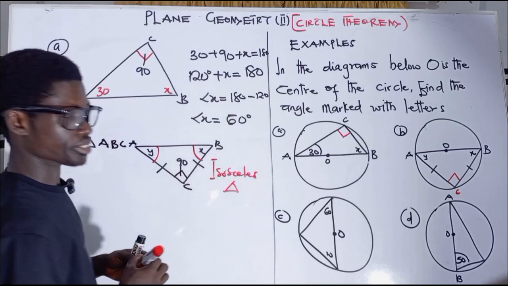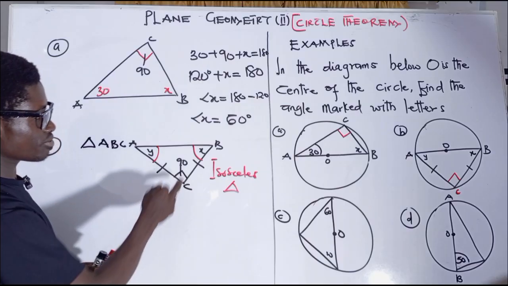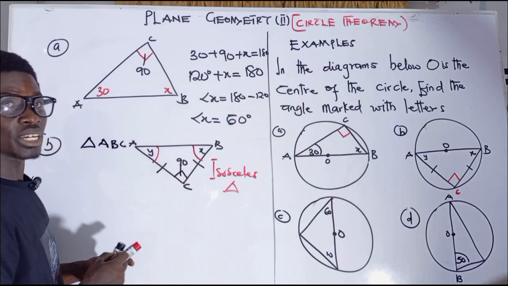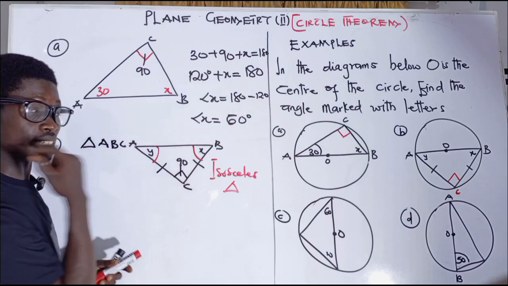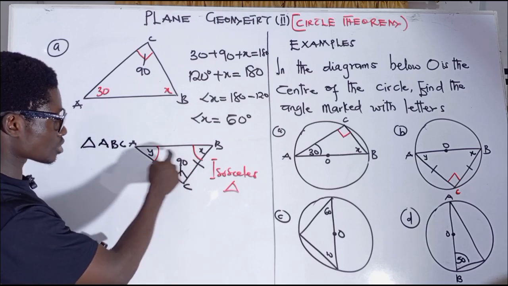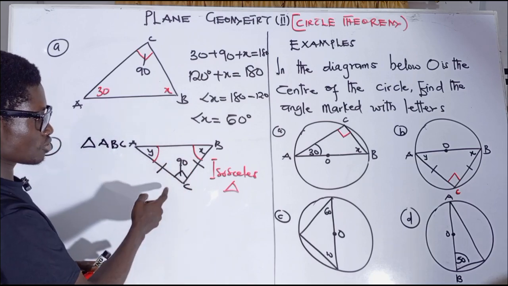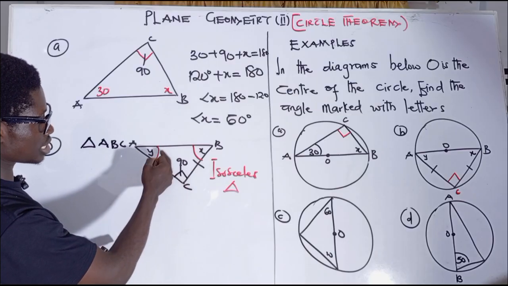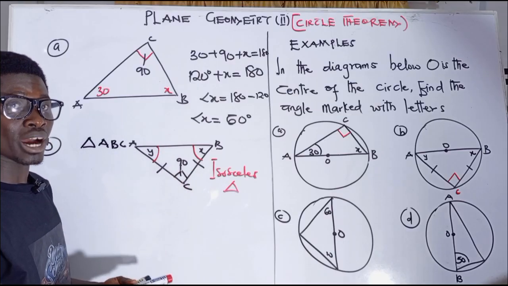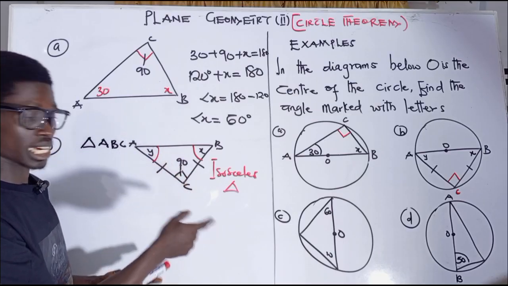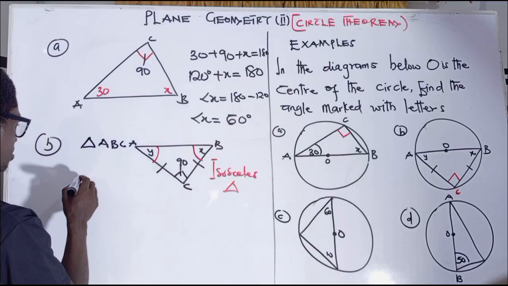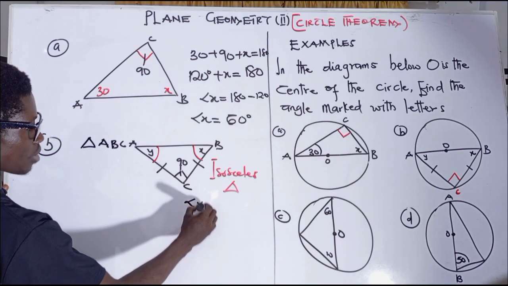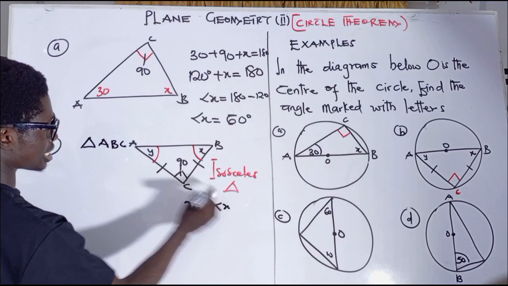Isosceles triangle. If that is the case, or if the base angles are equal, then we can say that this angle is equal to this angle, and then this angle is also equal to this angle. So to find this angle, we are going to add this to this to this to equate it to what? 180, because this is a triangle.